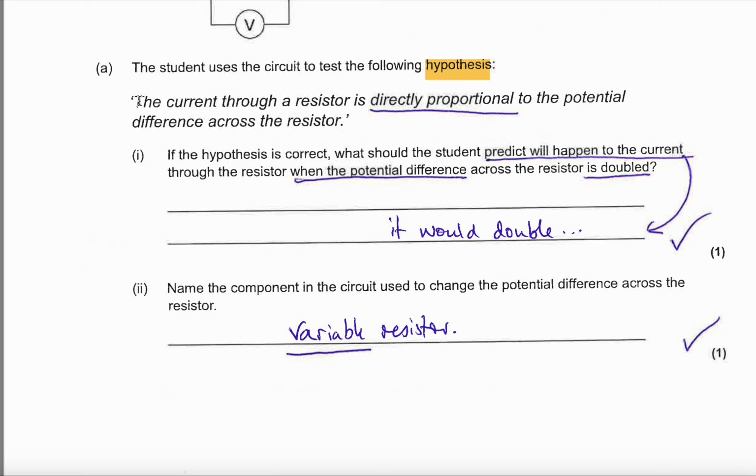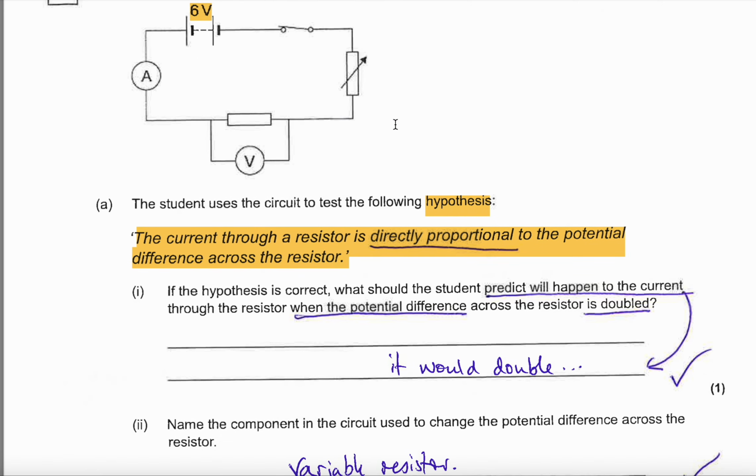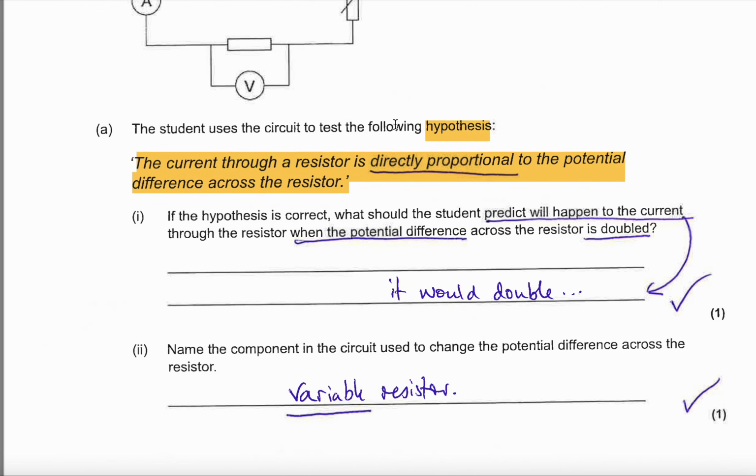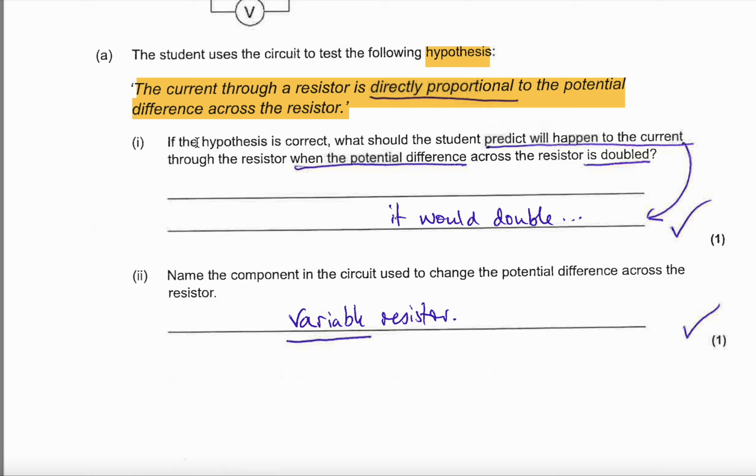It says the current through a resistor is directly proportional to the potential difference across it. So, for an ohmic conductor, like a resistor, that is in fact true. So you're going to find out. So if the hypothesis is correct, what should the student predict will happen to the current when the potential difference doubles? Well, if the potential difference doubles and it is directly proportional, and I'm already giving you the answer that it is, that's what directly proportional means.